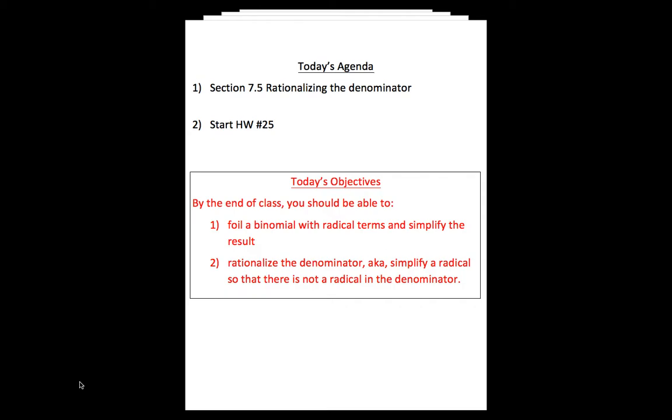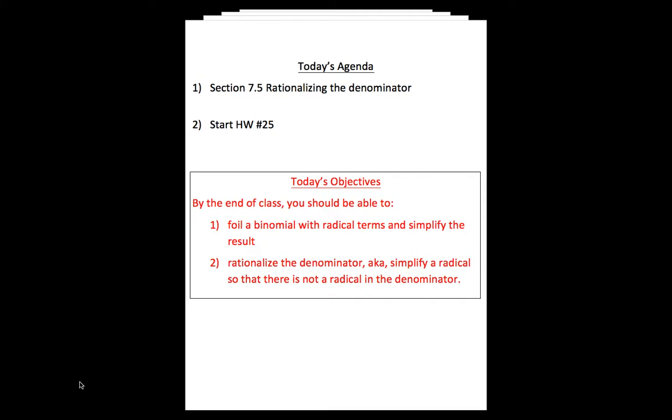We never want to leave an answer with a radical in the denominator of a fraction, simply because we can't have an irrational number of parts or a non-terminating decimal number of parts. So we want to make sure that our denominator is a whole number. All right, and we're going to be using a couple different techniques in order to do that. It will depend on whether your denominator is a monomial or a binomial. And we'll talk about both of those techniques.